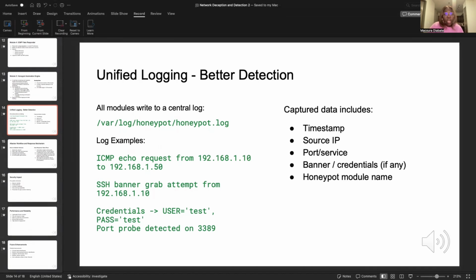So the unified logging system is a key component of the project. Instead of storing logs in scattered locations, every honeypot module writes to a single file. This makes the system easier to analyze and ideal for forensic timelines. The log format includes timestamp, source IP, and module identifier.